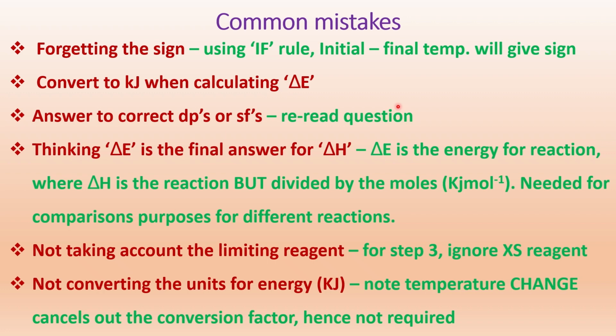And make sure when you calculate delta E, you must divide by moles to get it to delta H. That's the only difference between delta E and delta H. One is per mole and one is the energy value. So that's only for comparison purposes. If there's any limiting reagent, ignore any excess reagent. Again, that's another common mistake.